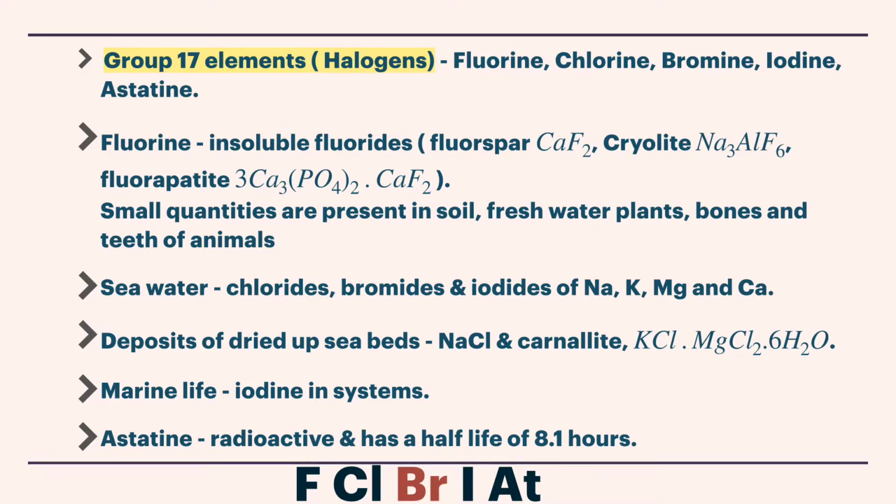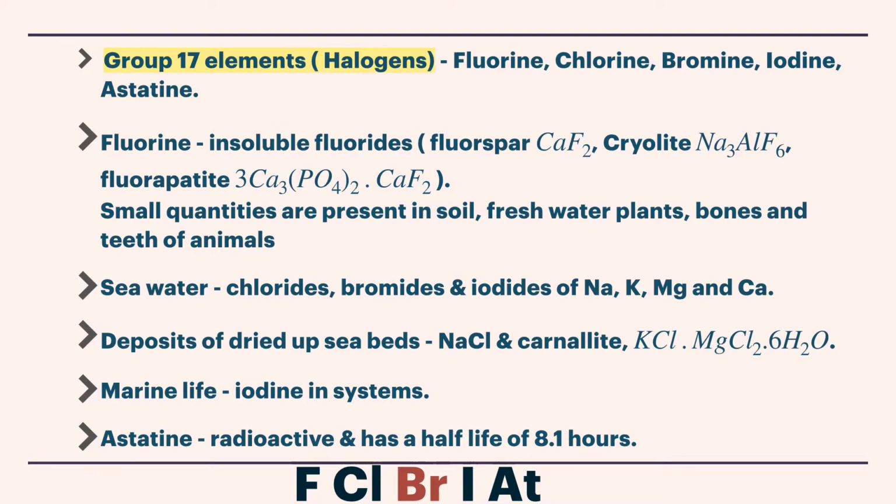Okay, now next one, in seawater, chlorides, bromides and iodides of sodium, potassium, magnesium and calcium are found. Next, in the deposits of dried up seabeds, NaCl and carnallite is found. Now what is carnallite? It is KCl.MgCl2.6H2O. And iodine is found in the marine life. Iodine is found in what? Marine life.